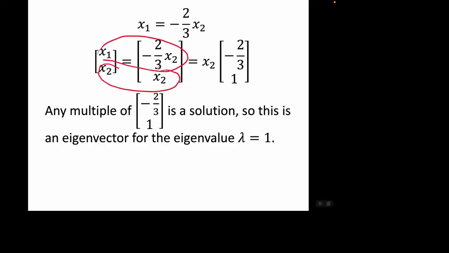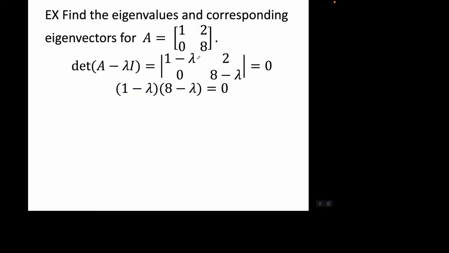So x1 is negative 2/3 x2, and x2 is simply x2. Therefore, a solution is [x1, x2] equals x2 times [negative 2/3, 1]. So any multiple of [negative 2/3, 1] is a solution. So this is an eigenvector for the eigenvalue lambda equals 1. Find the eigenvalues and corresponding eigenvectors for A equals [1, 2; 0, 8]. Determinant of A minus lambda I: again, we just subtract lambdas from the diagonal, and we multiply it out.